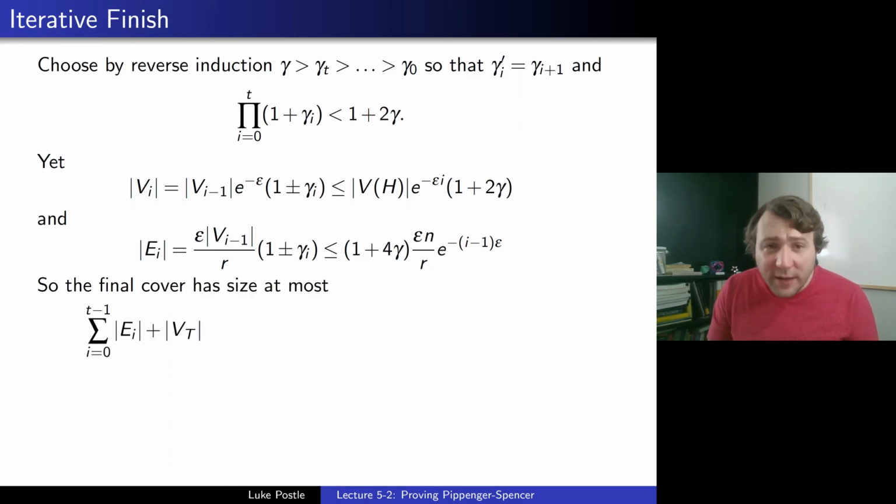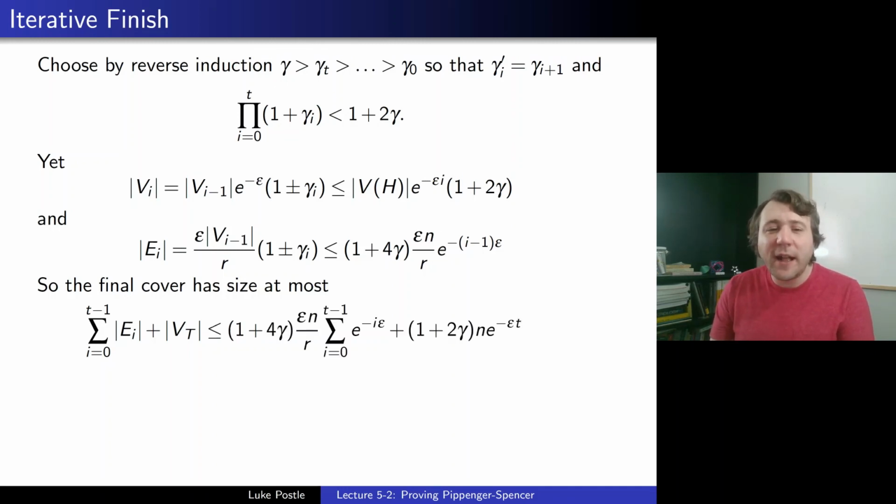But now you just can see that the final cover size has what? At most, you sum up the E_i's over all the stages. That's the number of edges you get at each stage. And then we have to do that finish, if you remember. We have to pick an edge for each vertex left at the end. So we pick it for V_t, and t should be lowercase there, sorry for the typo. And that's at most 1 plus 4 gamma times epsilon n over r, the sum of these e to the minus i epsilons, and the V_t you can upper bound with 1 plus 2 gamma times n e to the minus epsilon t. And what does that get you?